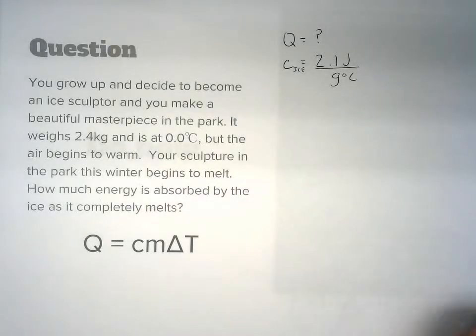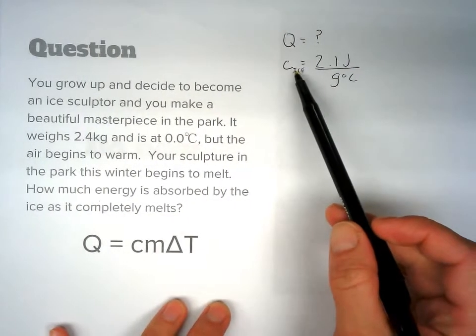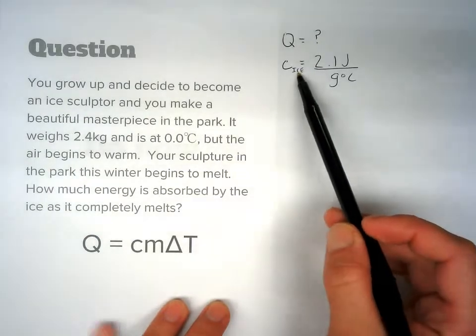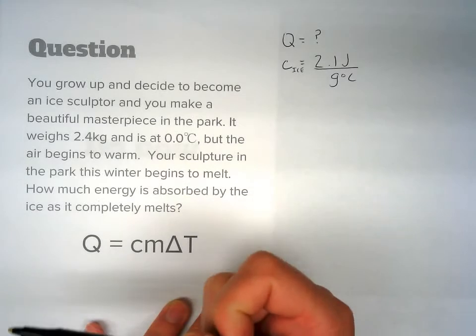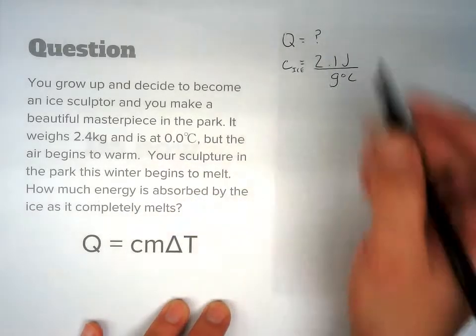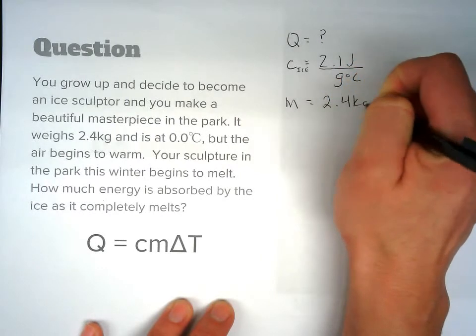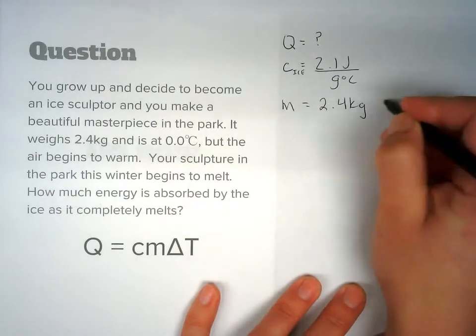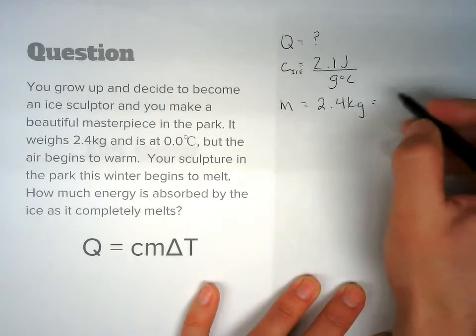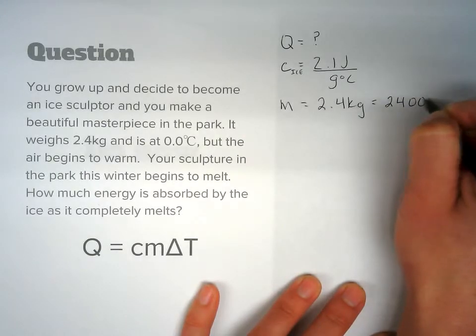All right, let's go ahead and solve this one. So in this question, we're solving for Q, and I know that the specific heat of ice is actually different than the specific heat of water. So the specific heat of ice is 2.1 joules per gram degree Celsius. I know that my mass is 2.4 kilograms. And again, if I wanted to turn this into just straight grams so that it aligns with this, I can easily do that by moving the decimal point this way 3. So it would be 2,400 grams.